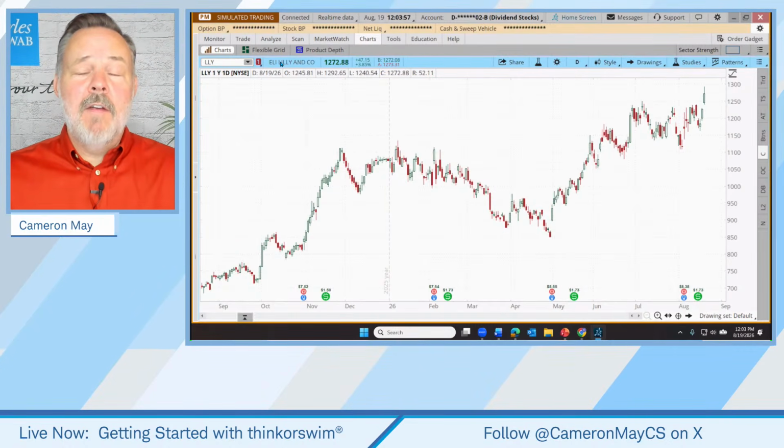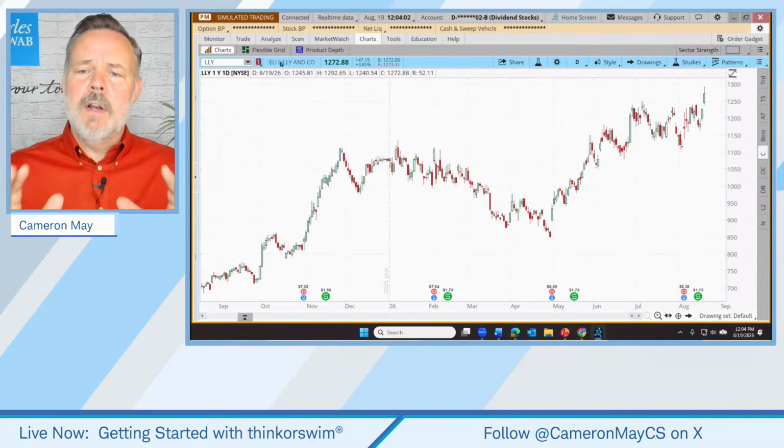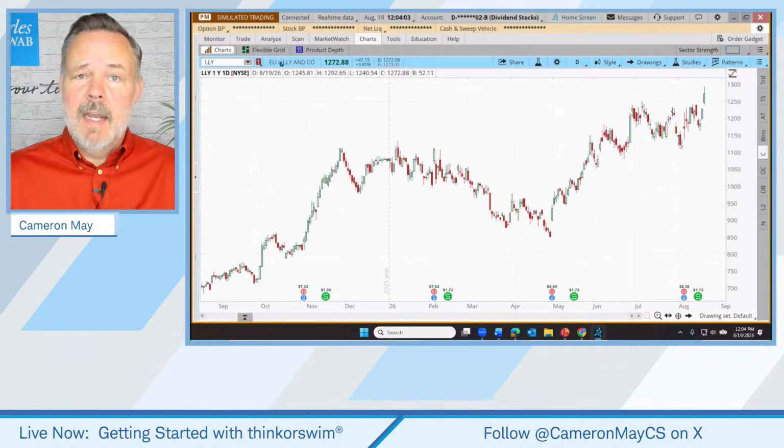But let's kick things off with a tool that's sometimes used by traders who prefer to use their own discretion in identifying price floors and price ceilings.